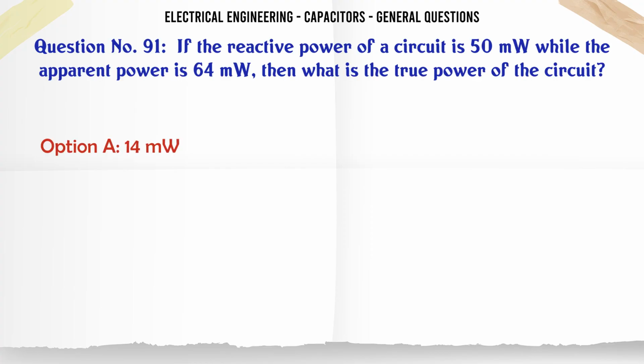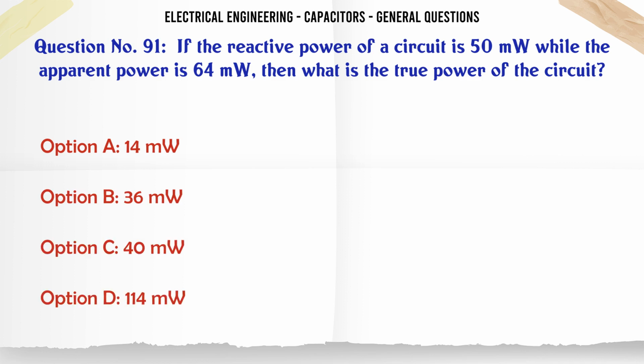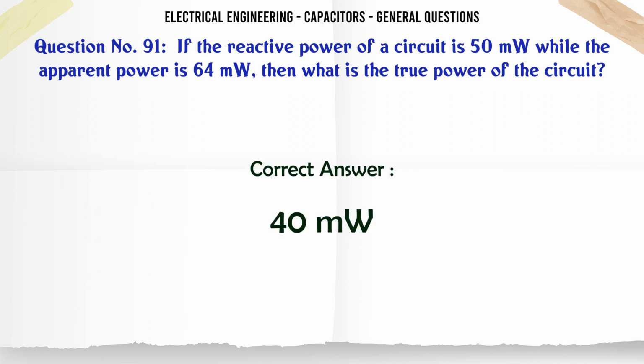If the reactive power of a circuit is 50 MW while the apparent power is 64 MW, then what is the true power of the circuit? A. 14 MW, B. 36 MW, C. 40 MW, D. 114 MW. The correct answer is 40 MW.